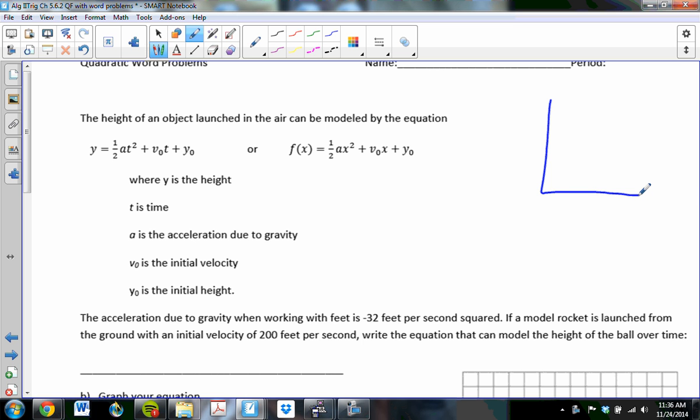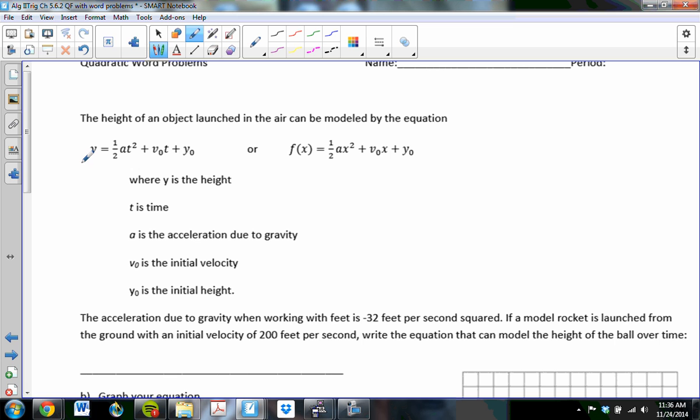Quadratics model how objects fly through the air. Things that move and that are affected by gravity follow a parabola. I mean, every time you've thrown a ball, you've understood that it doesn't actually follow like a semicircle. It follows a parabolic form of some sort, and it's best modeled by quadratics.